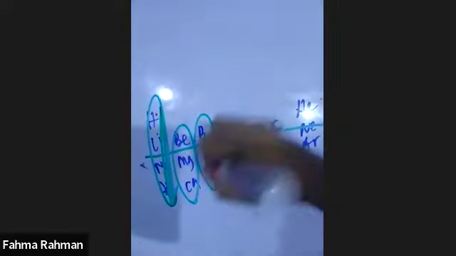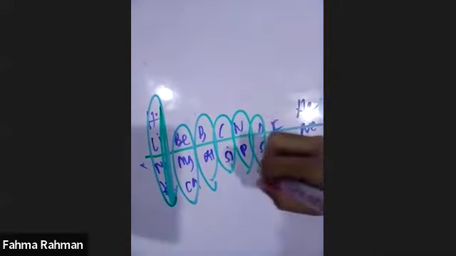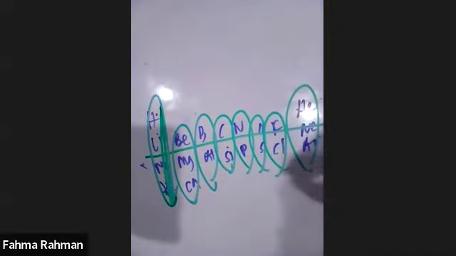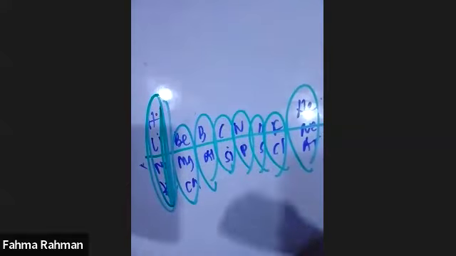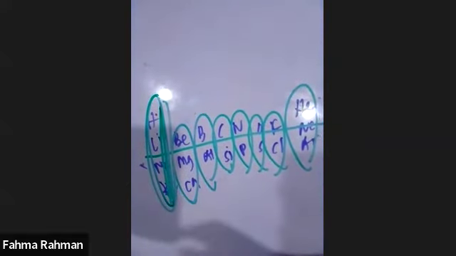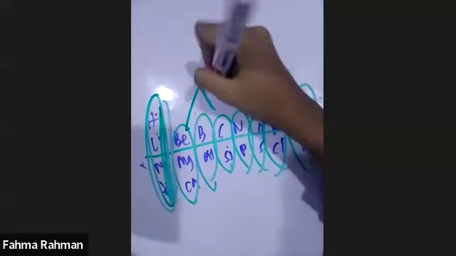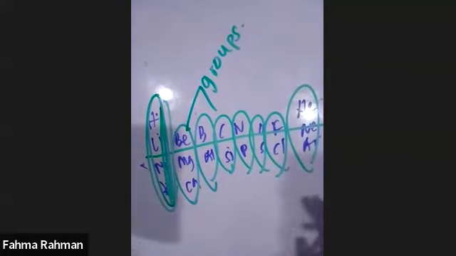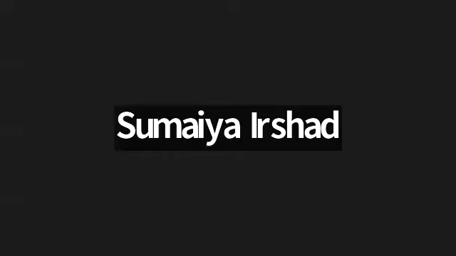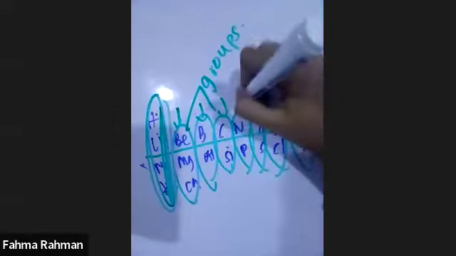Now, if you say 1, 2, 3, 4, 5, 6, 7, 8, okay? Whatever these columns found in the periodic table are known as groups. Why? They are going vertically, okay? They are going down vertically.